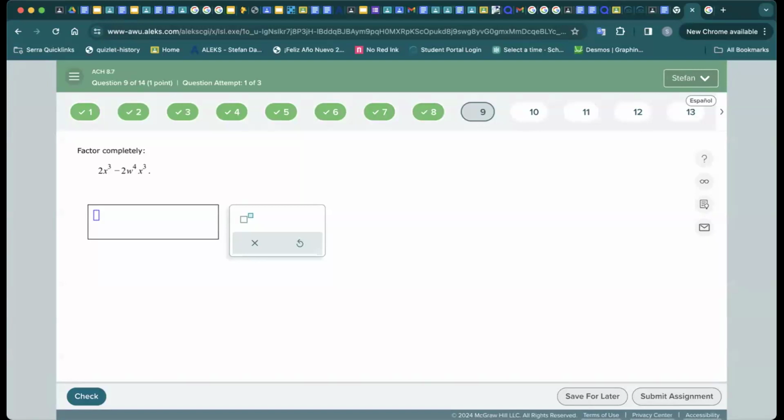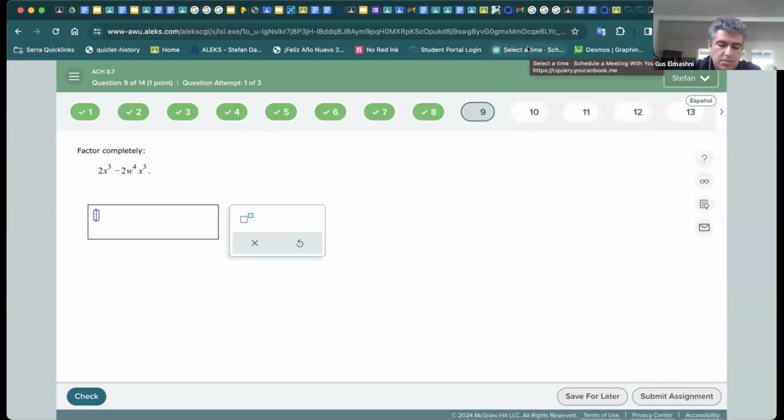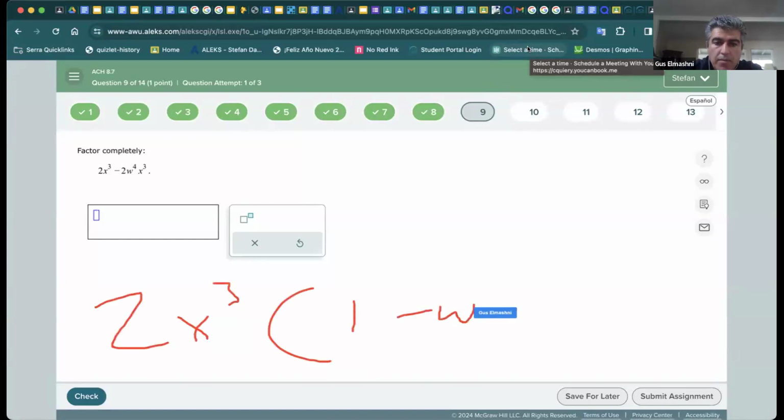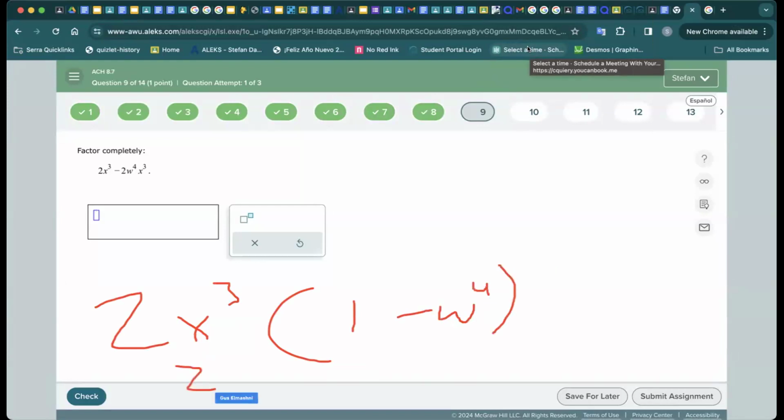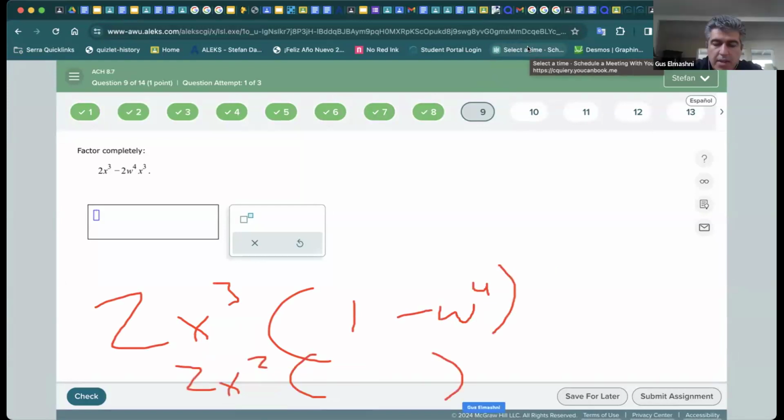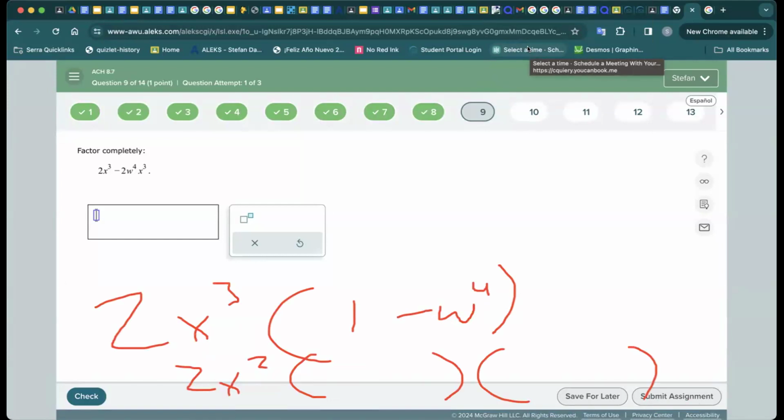Now this stuff's easy. So what's the GCF here? 2. Oh, 2x cubed. Yeah, 2. You have 1 minus w to the fourth. But remember, the 1 minus w to the fourth can be broken down further. Oh yeah, it could be.